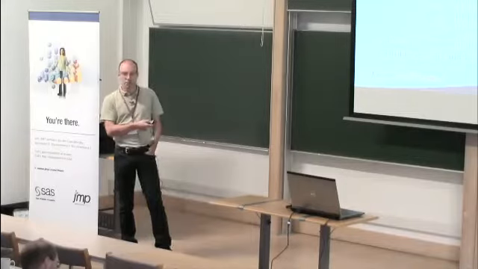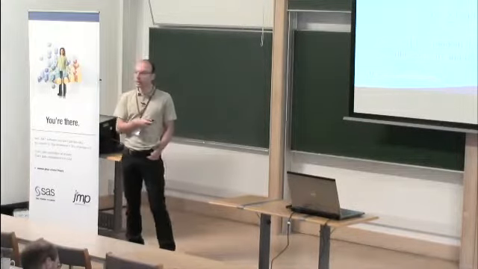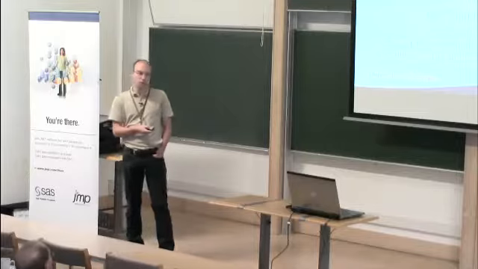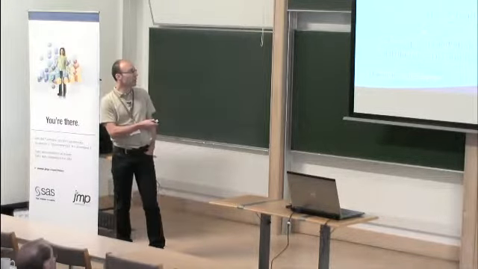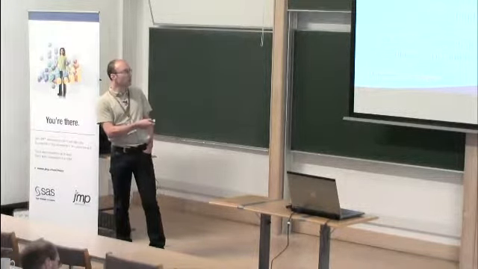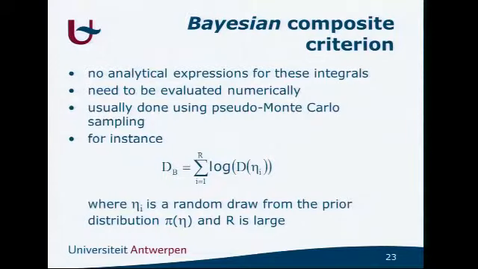Well, what we do in pseudo-Monte Carlo sampling is we take a lot of draws from the prior distribution. For example, when we have a prior distribution for eta, we take a lot of draws, eta I, from that prior distribution pi of eta. And then we evaluate our design criterion at each of these eta I values, and then we average our design criterion over all these evaluations of the composite criterion.